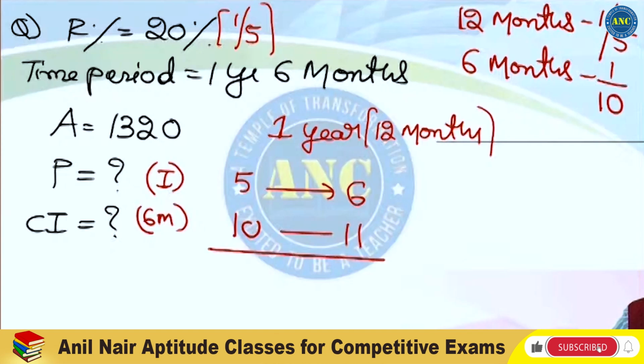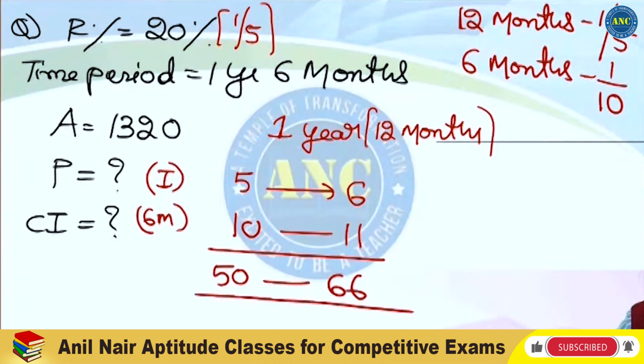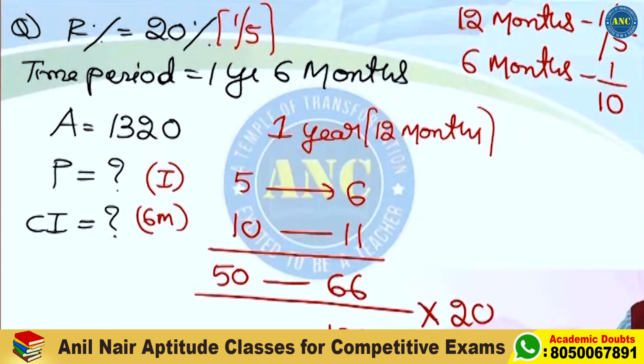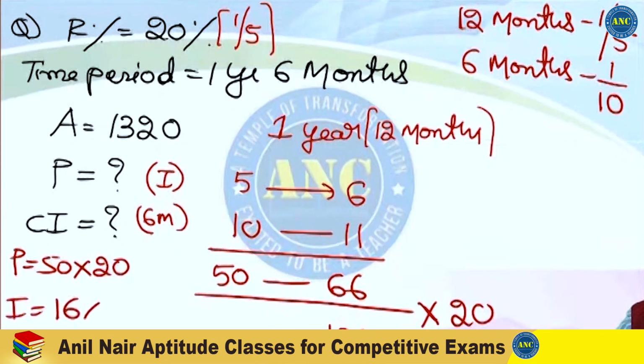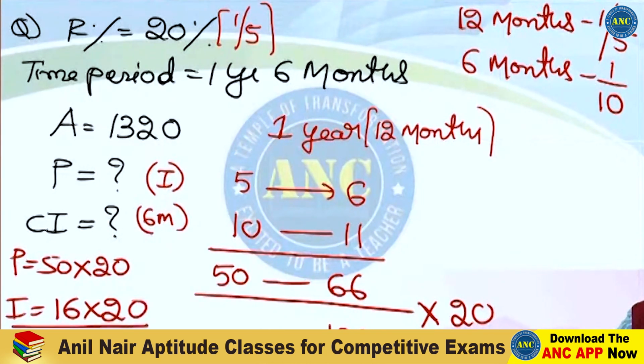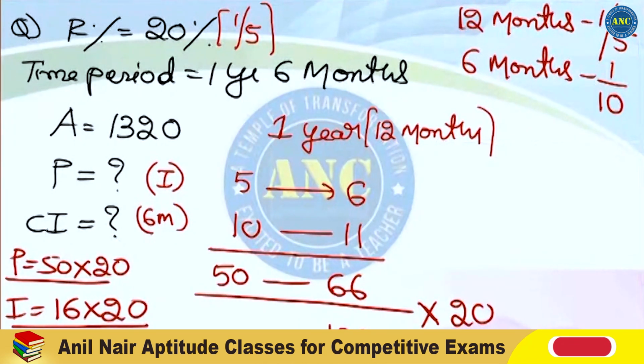10 becomes 11. So for 1 year 6 months, 50 becomes 66. According to the question, it is 1320. So it is into 20. Principal is nothing but 50 into 20. Interest is nothing but 16 into 20. I hope the idea is clear, right?